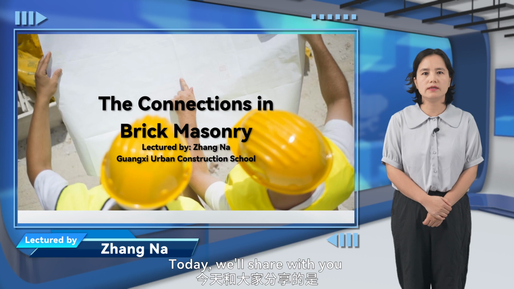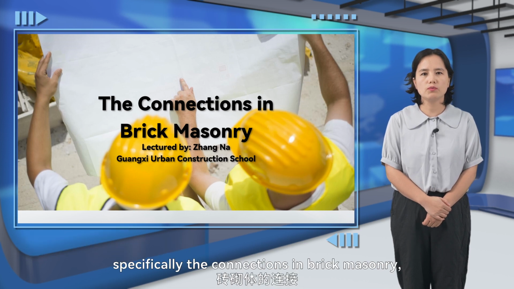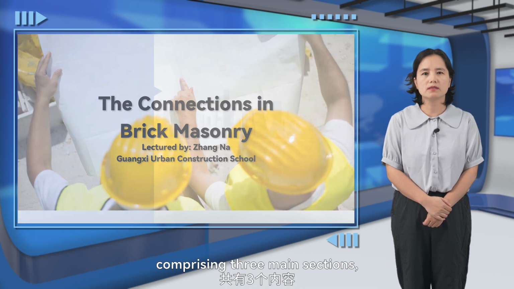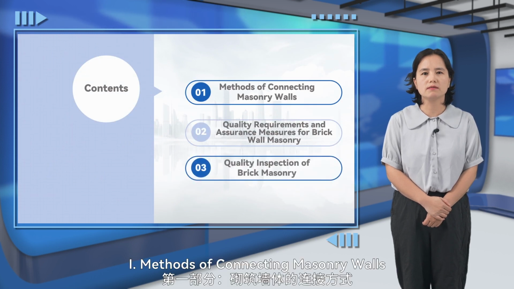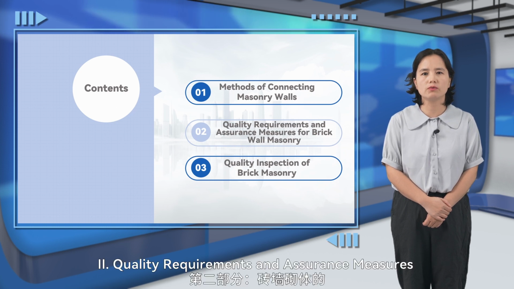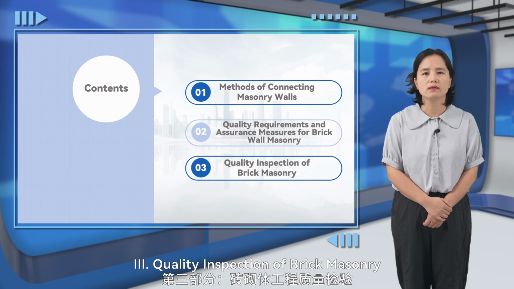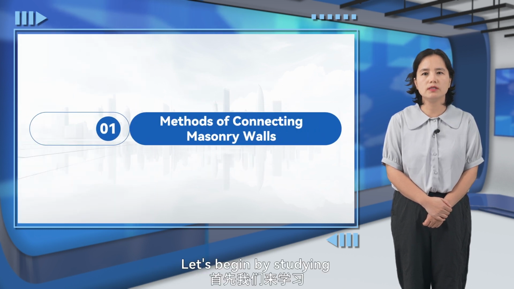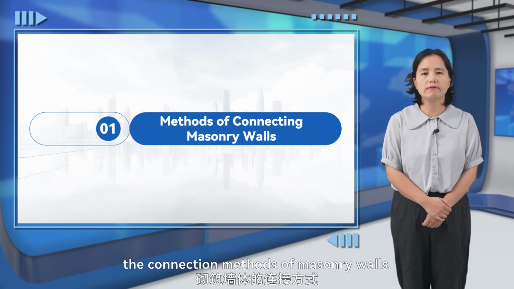Today, we'll share with you the connections in brick masonry. This course focuses on the fundamental skills of masonry, specifically the connections in brick masonry, comprising three main sections, which are 1. Methods of connecting masonry walls. 2. Quality requirements and assurance measures for brick wall masonry. 3. Quality inspection of brick masonry. Let's begin by studying the first part of this course, the connection methods of masonry walls.